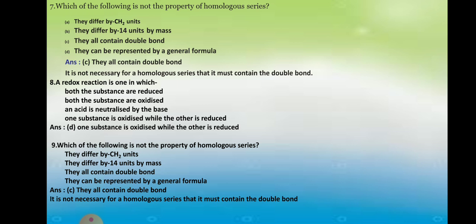Already you have seen the same question. Homologous series, what are the properties? Which one is not a property? CH2 will be the unit difference, 14 u is the mass difference, and they are represented by a general formula. It is not necessary for a homologous series to contain a double bond. It may contain one, but it is not a necessary condition.